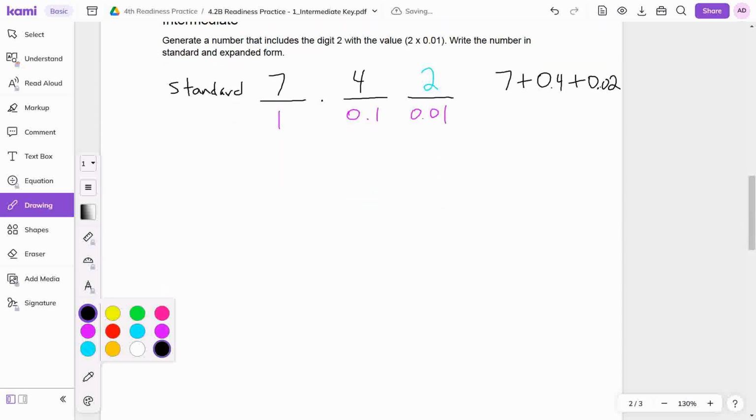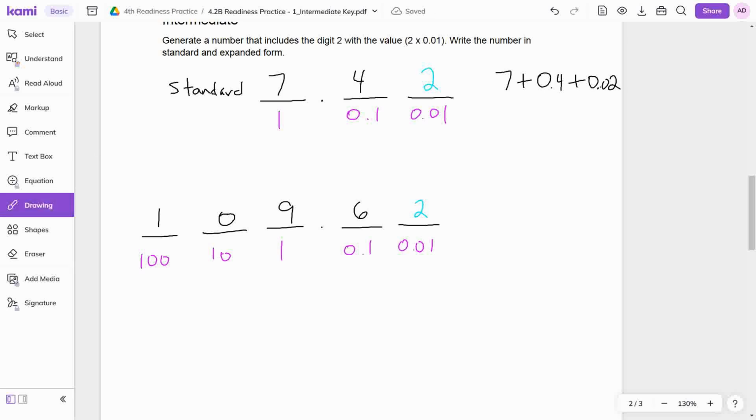So let's say you want to get a little bit bigger. What we do have to have is a digit in the hundredths place. That is a 2. But you could make it a little bit bigger if you want to, right? So let's put our place values. So I've got my 100, my tens, my ones, still my tenths, and my hundredths, and I still need a 2 here. But now we can have 1096. I'm just making some digits up. So then this would be my standard form.